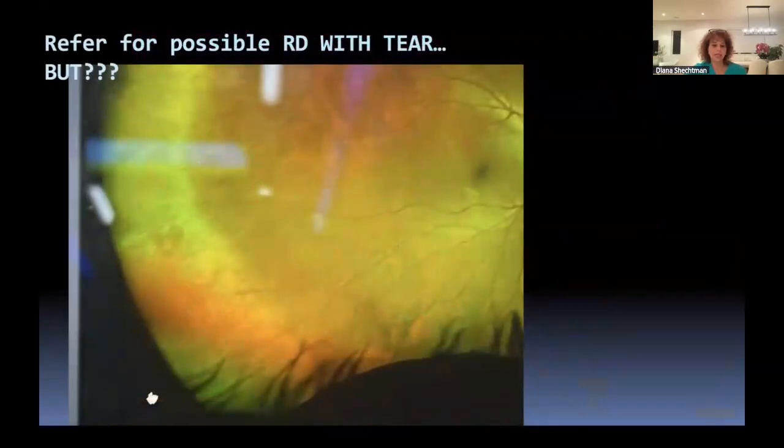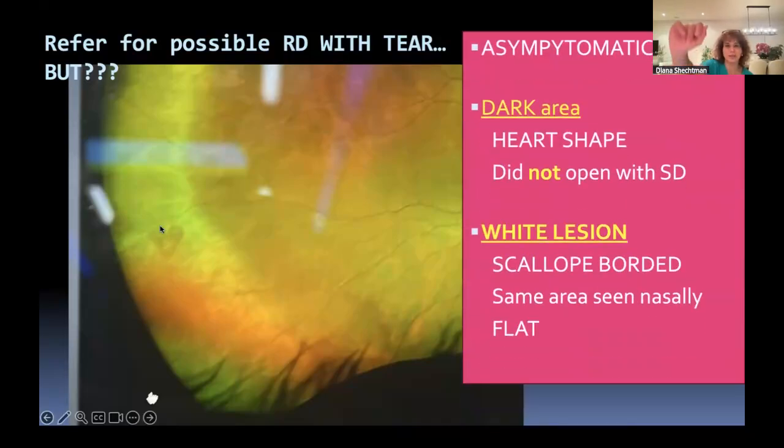This one got sent to me not too long ago, referred for possible retinal detachment and a tear. Beautiful little heart-shaped tear, by the way. So let's talk about this. Dark area, it's heart-shaped. Remember that I showed you with these flap tears, they're horseshoe tears. They literally look like a horseshoe with the apex pointing towards the optic nerve. With scleral depression, it does not open, it's still flat.